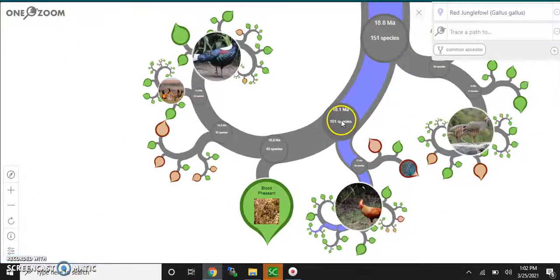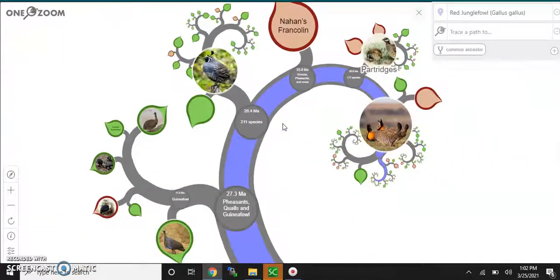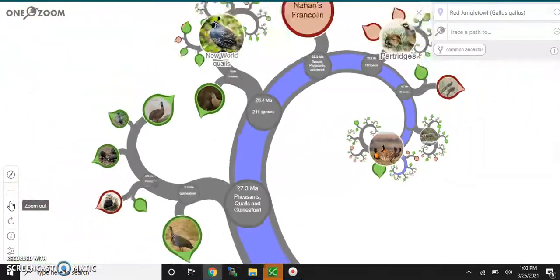I also wrote this one down, because when you start getting into these smaller speciation events and these smaller branches, it gets a little tricky to find. So I wrote down the 18.1 million years ago when these branched off. And then I'm going to zoom out more, start looking for some names to clades. So here's the pheasants, the quails, and the guinea fowl, worth writing down. Zooming out more.